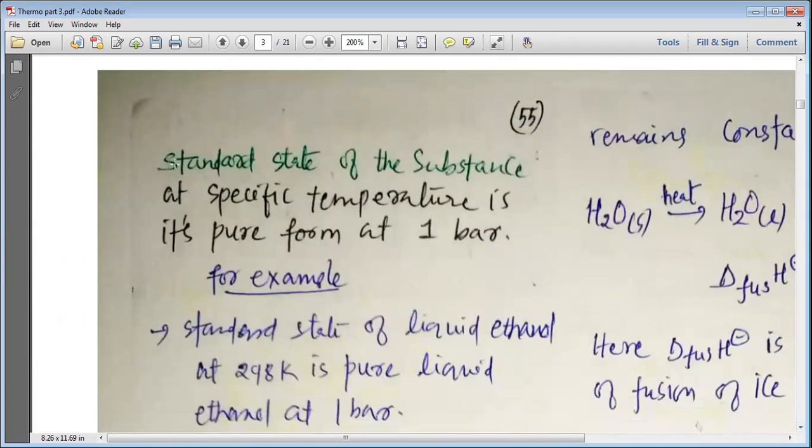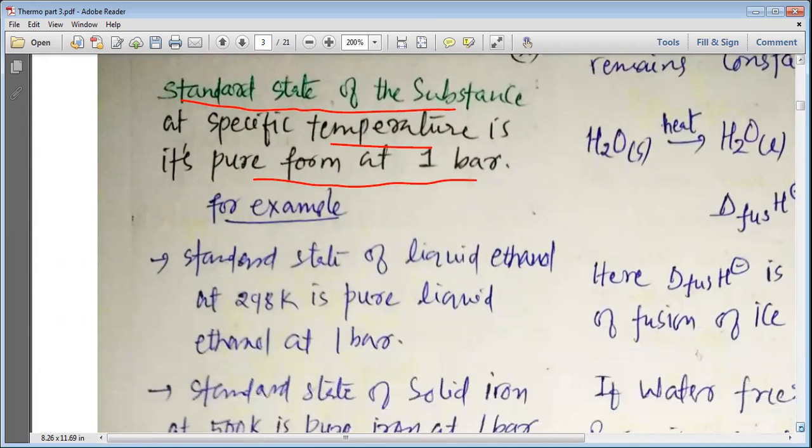Now what is the standard state? That even we need to understand. The standard state of a substance at a specific temperature is its pure form at 1 bar. So when we have 1 bar pressure, what is the physical state, or the pure form of that substance at a given temperature? For example, at more than 100 degrees centigrade, for 1 bar pressure, water is going to be gas. Between 0 to 100 degrees centigrade, for 1 bar pressure, water is going to be liquid. So this is how we understand the standard state of the substance.